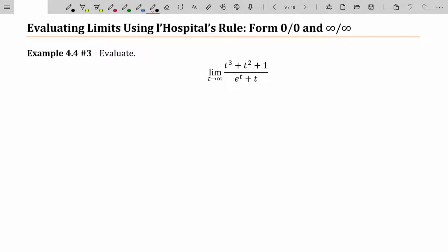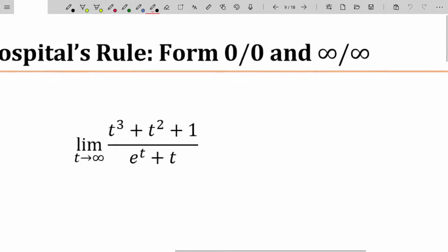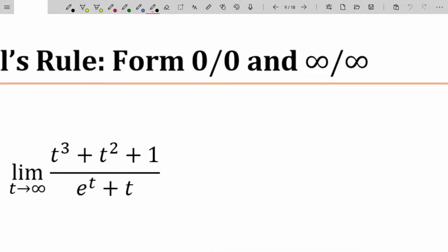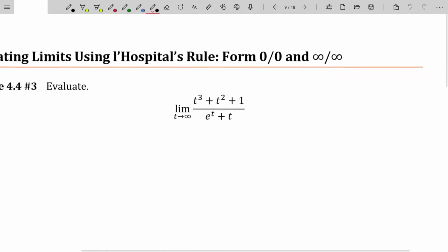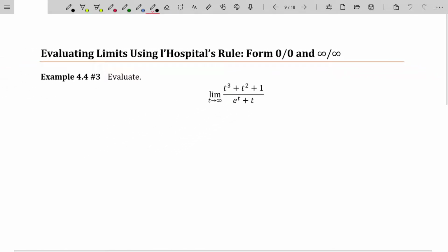Let's go ahead and evaluate some limits using L'Hopital's rule. We're only going to deal with the two forms in this video: infinity over infinity and 0 over 0. As we move forward, we will have other forms we deal with, but you have to have these two forms down before you really can get into the other forms. So let's go ahead and start here.